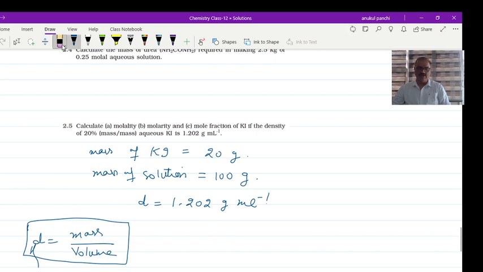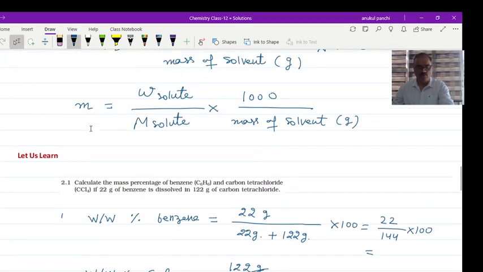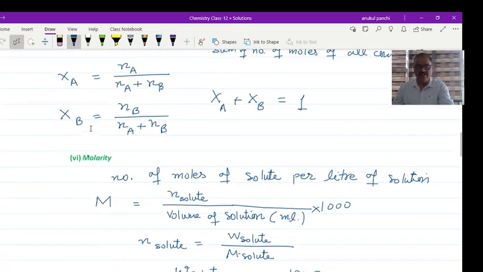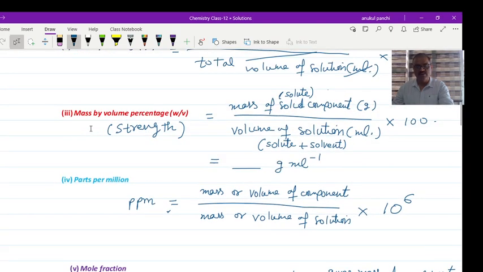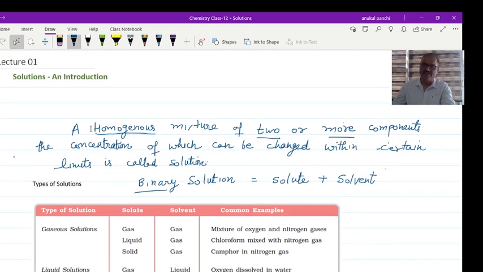So solve all these five numericals now and see your performance. I will give you some more problems also, more difficult than these. Those we will solve in our Zoom meeting. And in lecture number 2, we will take the next topic of solutions, which is solubility. Solubility of solutions.